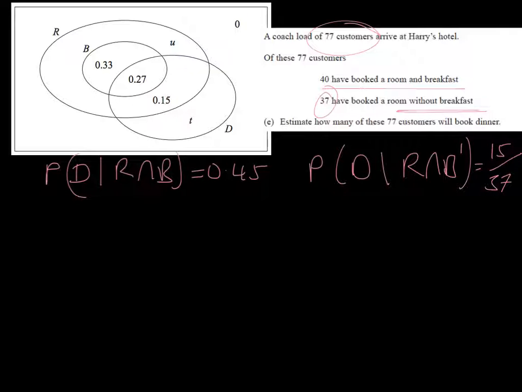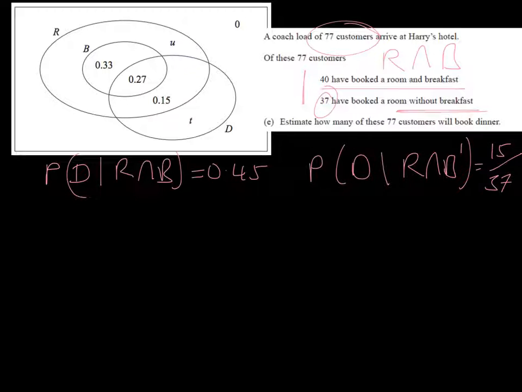So if we put this information here in set notation, it might help. So 40 people have booked a room and breakfast. So using set notation, that's going to be R and B. And we can see that in the previous question over here, we had worked out the probability that they had dinner given that they were staying overnight and having breakfast was 0.45.